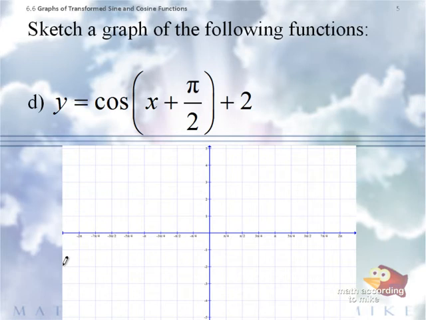Sketch a graph of the following function. Well, what's the same directions? Why am I reading that? Y equals cosine of x plus pi over 2 plus 2. So what letters do we have here?